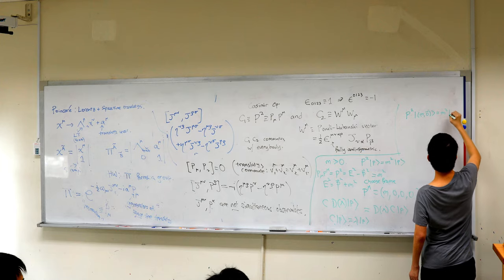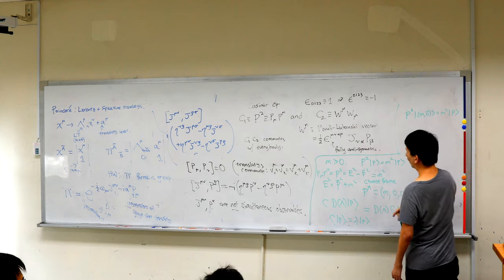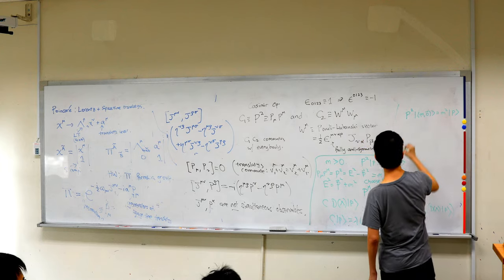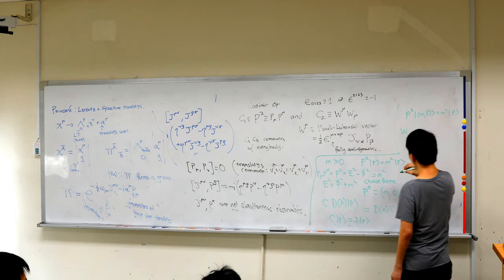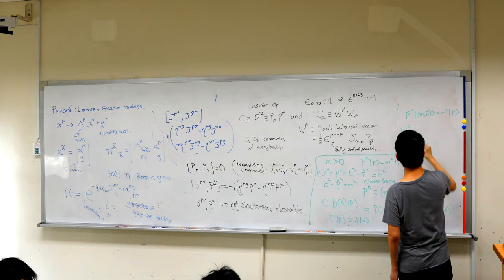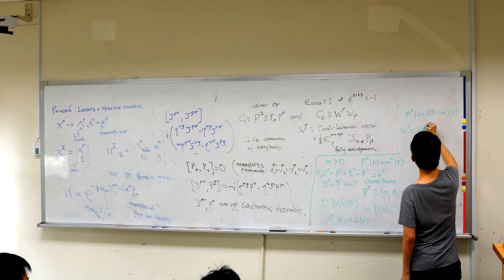I've already said it gives you m squared. But what about the Casimir operator, for example? So let's look at W first. Okay, so W, if you act with W 0, what is it? You see that it's 1/2 epsilon 0.